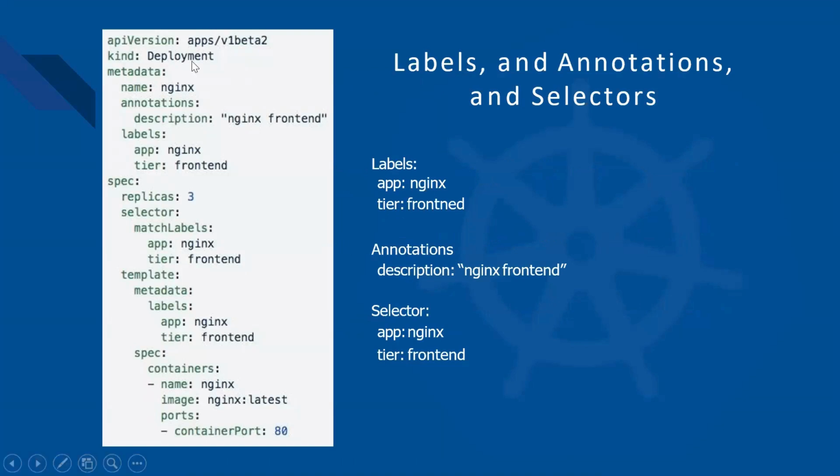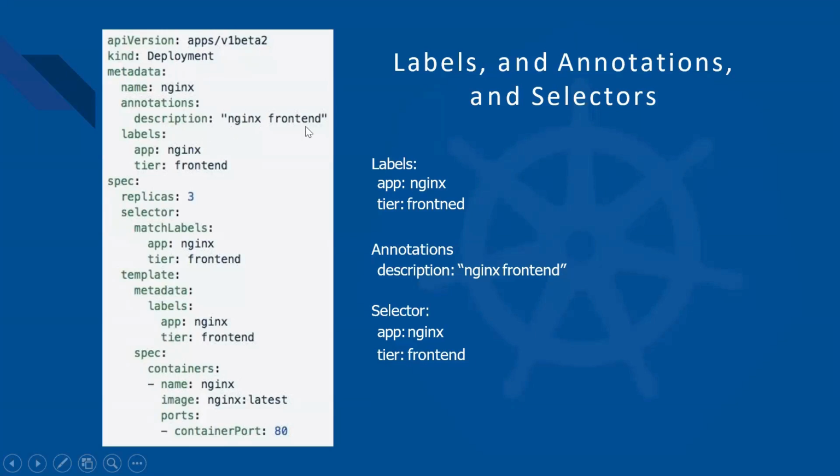Okay. So this is the API version. This is a classical YAML file in which labels, annotations and selectors have been explained. This is a general file, not a dedicated file. There is an API version, then the kind is Deployment, metadata, name is Nginx, annotations, description is Nginx frontend.